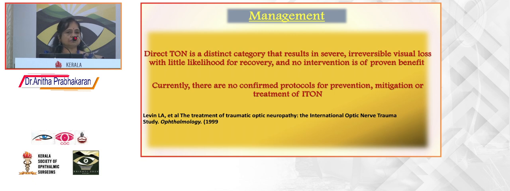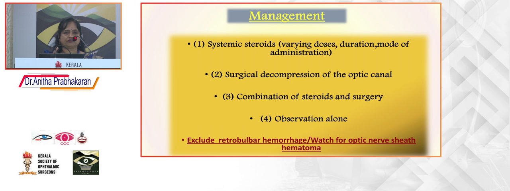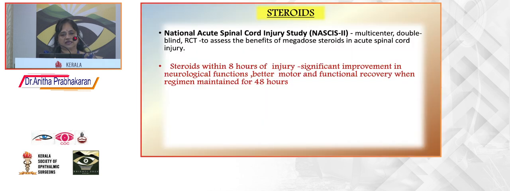And coming to the management, as we said, in direct traumatic optic neuropathy there is a very severe irreversible visual loss and no intervention is of any proven benefit, whereas in indirect traumatic optic neuropathy as well, there are no confirmed protocols for prevention, mitigation or treatment. The mainstay of treatment includes steroids, surgical decompression, a combination of these two, or observation. But of course, we need to rule out retrobulbar hemorrhage and watch for development of optic nerve sheath hematoma, where we have to relieve the pressure by head elevation, tapped IMOX, and if at all needed, a lateral canthotomy as well.